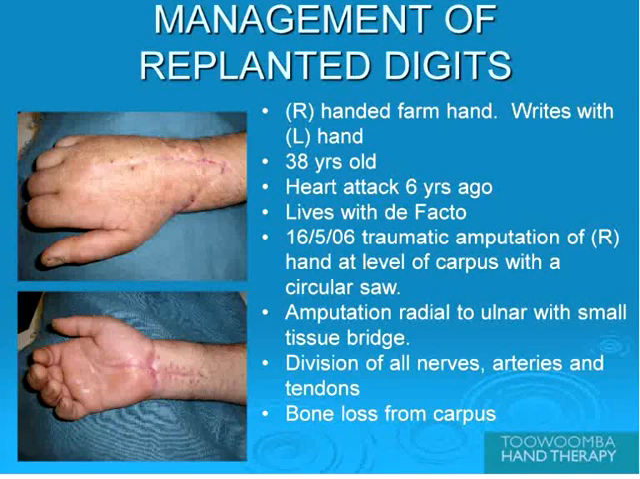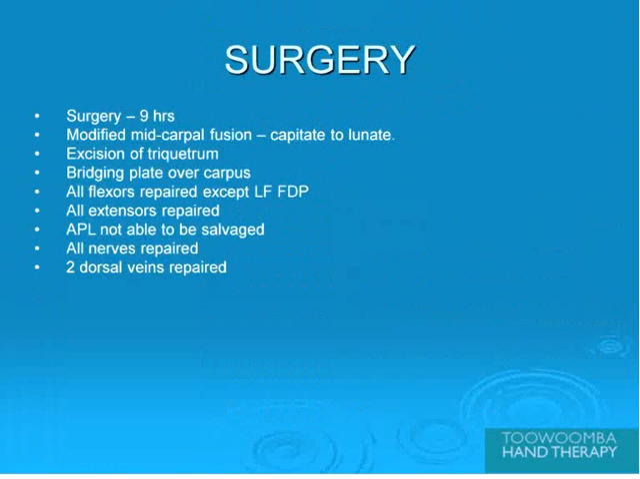But he had 9 hours of surgery. They had to end up having mid-carpal fusion, taking out his trapezium, and then there was a plate put in there which was removed later down the track. His tendons were repaired, except for his little finger FDP and his APL, and the nerves and some veins were repaired.